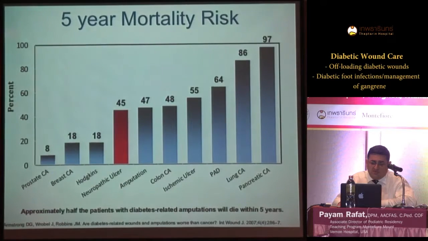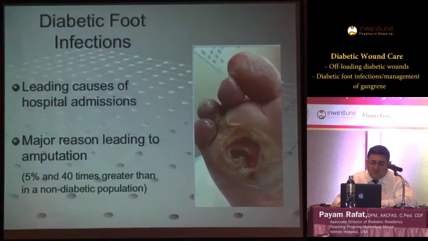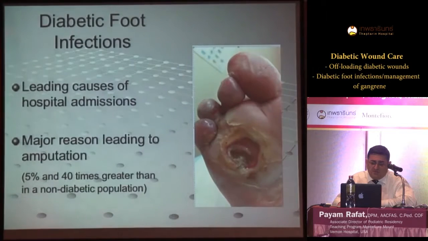The 5-year mortality risks for neuropathic diabetic foot ulcer are more than prostate cancer, breast cancer, and Hodgkin's combined, which is pretty dramatic. Diabetic foot infections are a leading cause of hospital admissions and a major reason leading to amputations.